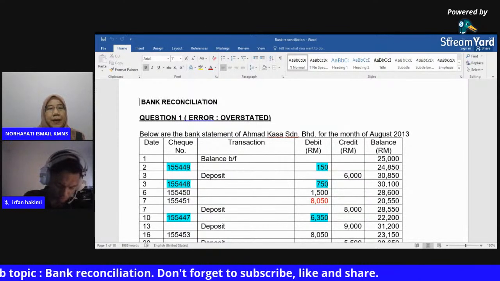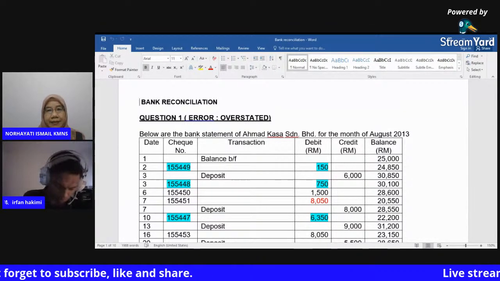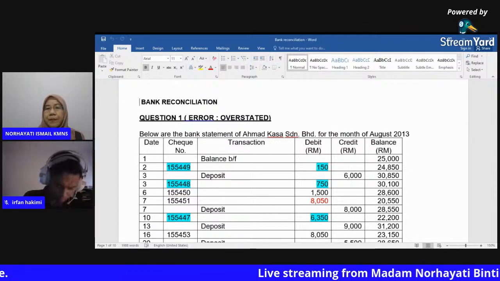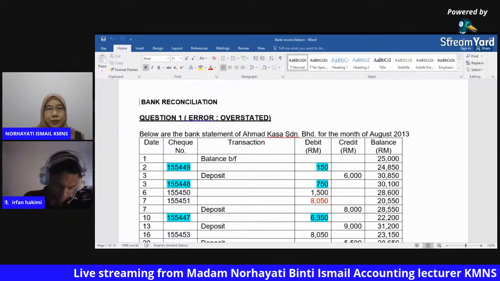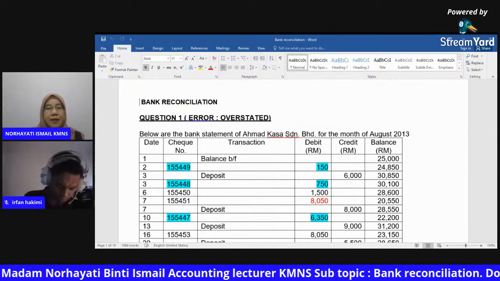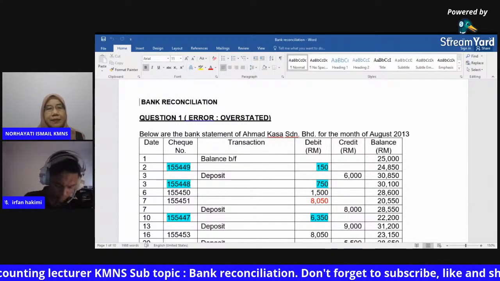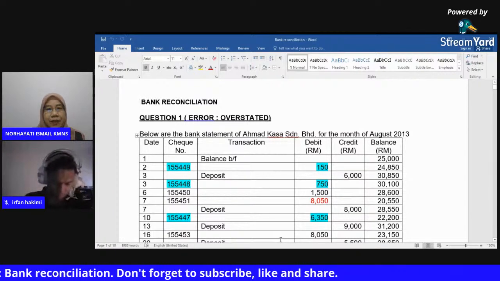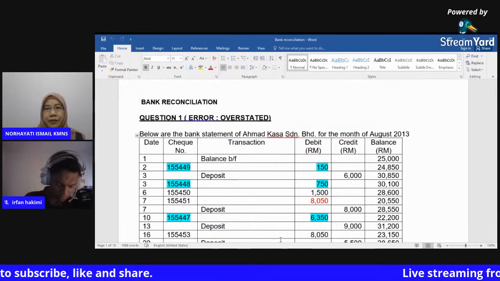Number 2, you have to compare the debit item in the cash book with the credit item in the bank statement. Number 3, you have to compare the credit item in the cash book with the debit item in the bank statement. Number 4, we must find any error. Normally, the company will make a mistake in the cash book. And the last one, the 5th step, we have to prepare the bank reconciliation.